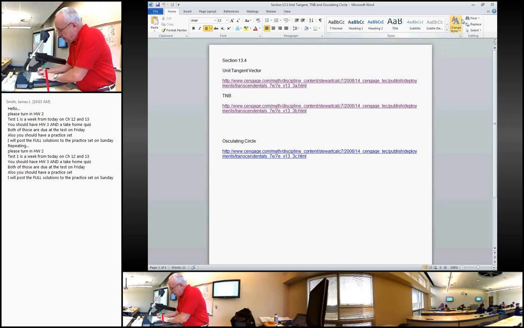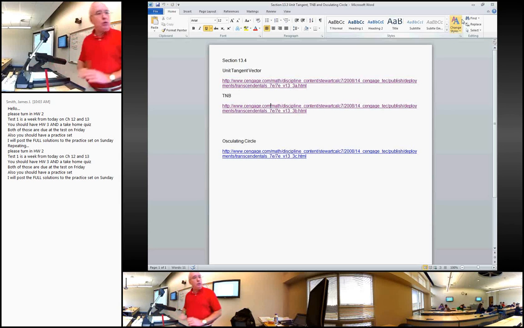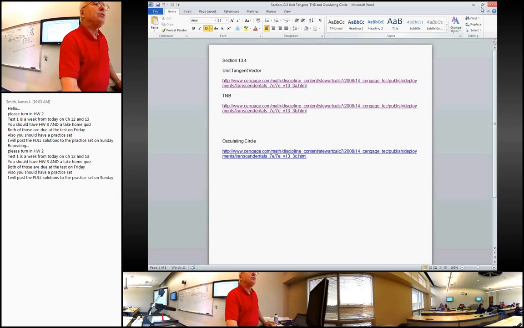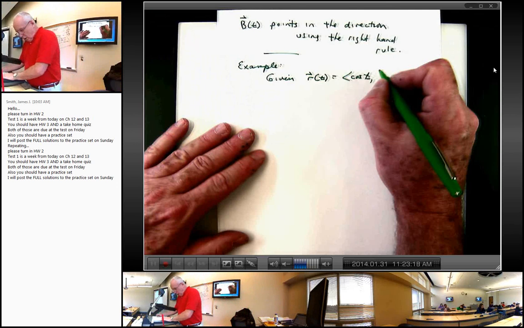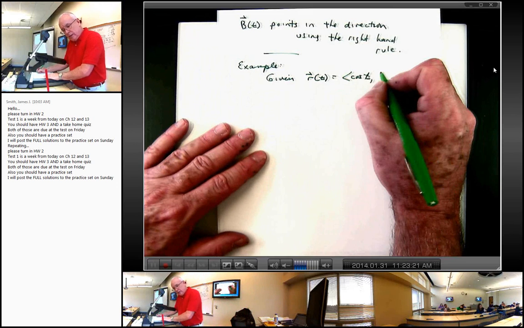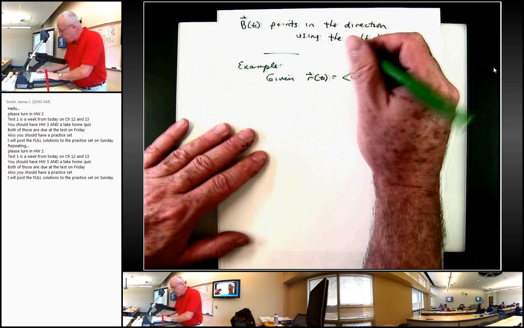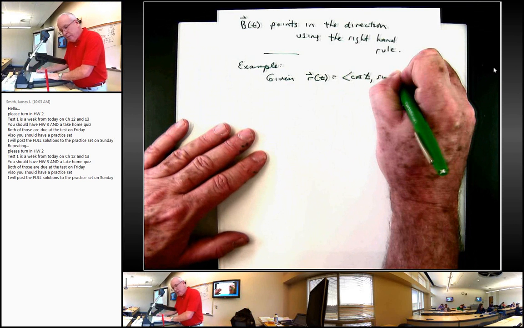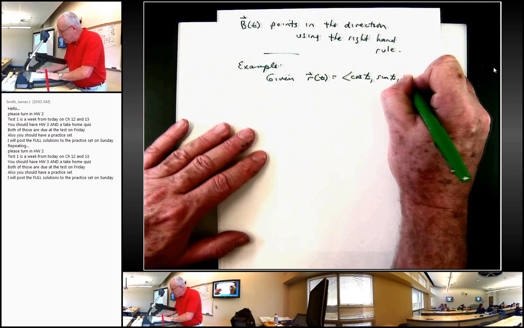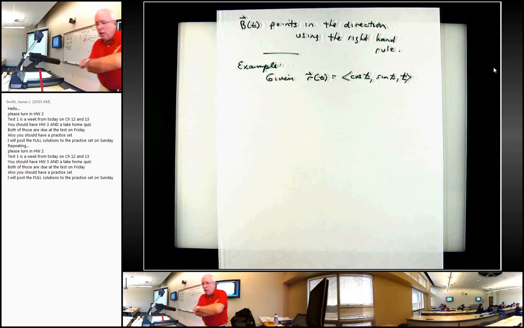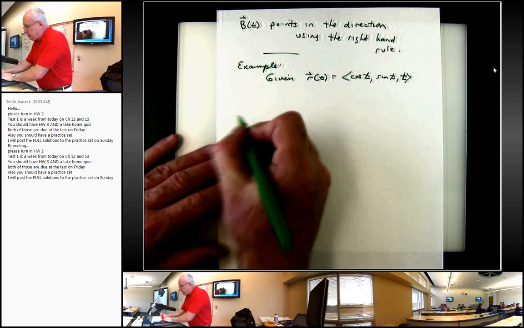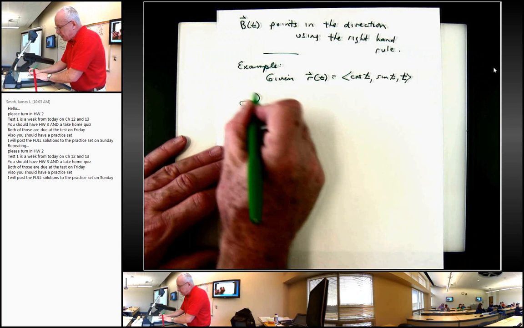Let's say our vector function r is equal to the x component, the cosine of t. Sorry. Cosine of t. The y component is sine of t. And the z component is t, sorry, t. So this is a helix. If we graph it, it's going to go up like this as a helix.